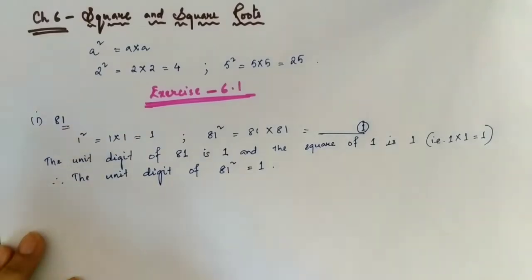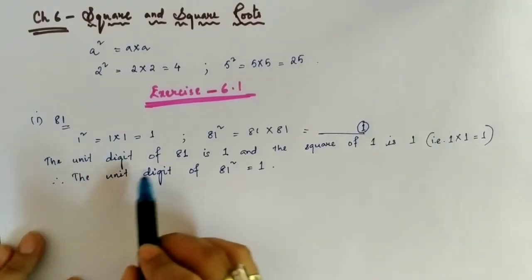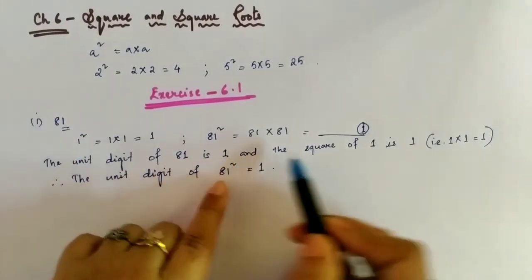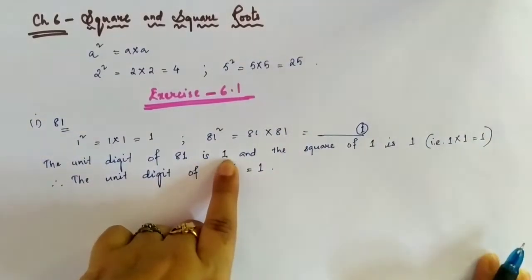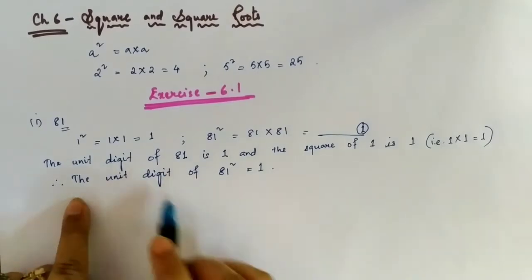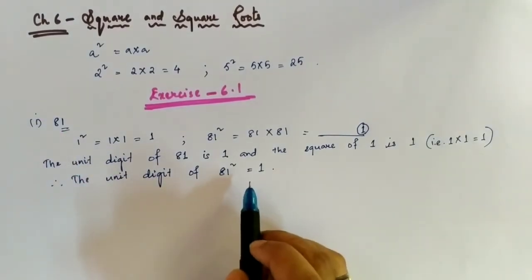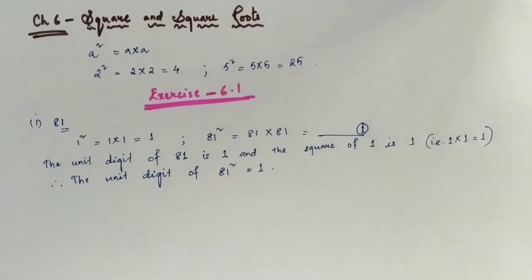Let us see how the statement is written. The unit digit of 81 is 1, and the square of this unit digit, that is 1, is 1 into 1 is equal to 1. Therefore, the unit digit of 81 square is equal to 1. You just have to write it this way. There are many questions, 1 to 10. Let me show you another 2.